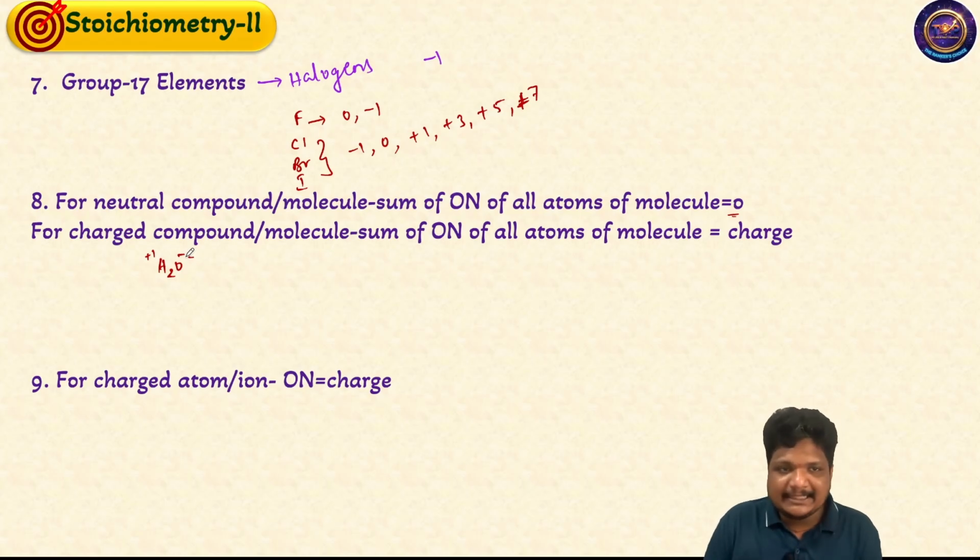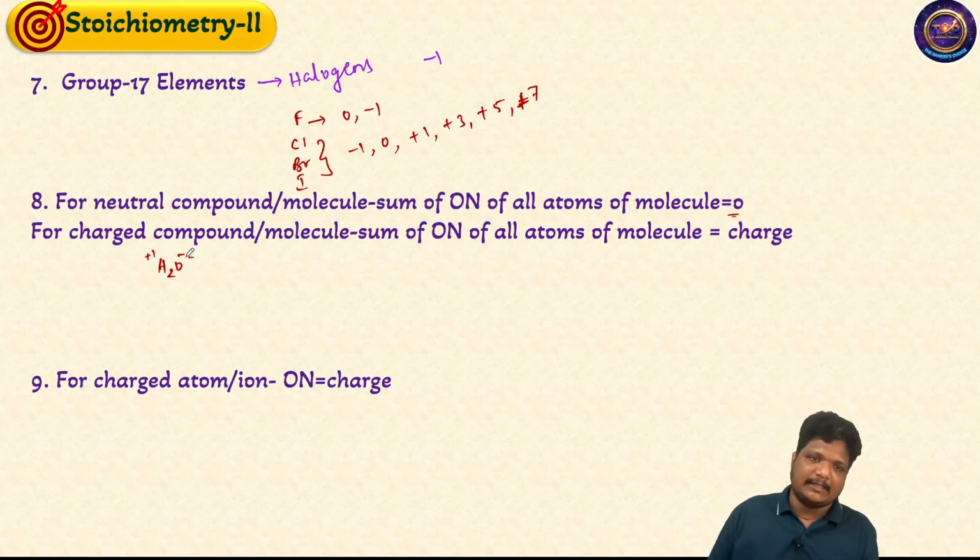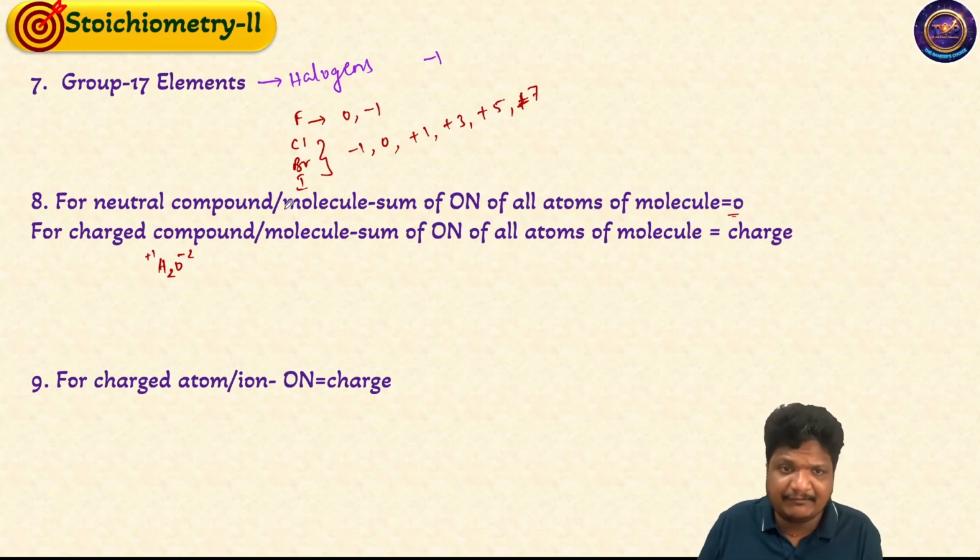So that means the sum of the oxidation states of all atoms in a neutral molecule will be 0. If you observe a charged compound or molecule, the sum of the oxidation numbers of all atoms of the molecule will be equal to the charge. In order to understand these two statements, I will take a few examples.